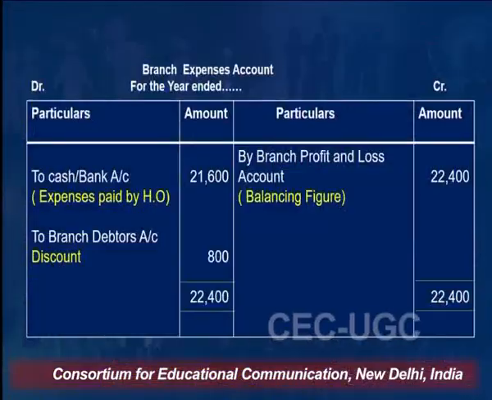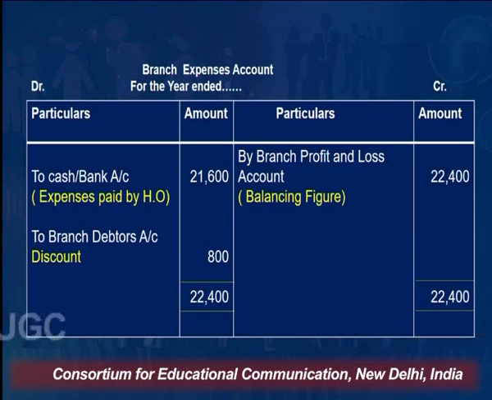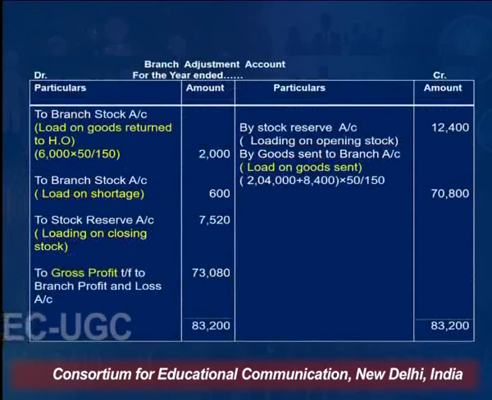So the entry, these expenses are paid by the head office. Because of that reason, the entry is branch expenses account debit to cash account, and that is 21,600. For the discount which is given to the debtors, branch debtors are shown on the debit side. Ultimately, the total expenses which are incurred by the branch is 22,400, and all the expenses incurred by the branches, 22,400, are transferred to the branch P&L account.